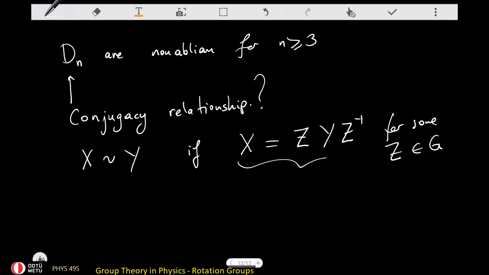One implication is that if you look at the determinant in here, if two elements are conjugate, then their determinants should be the same, which implies that proper rotations are conjugate to proper rotations, and improper rotations are conjugate to improper rotations. So as a result, there is no way that a proper rotation can be conjugate to an improper rotation. So that's the first thing, that's one of the rules.